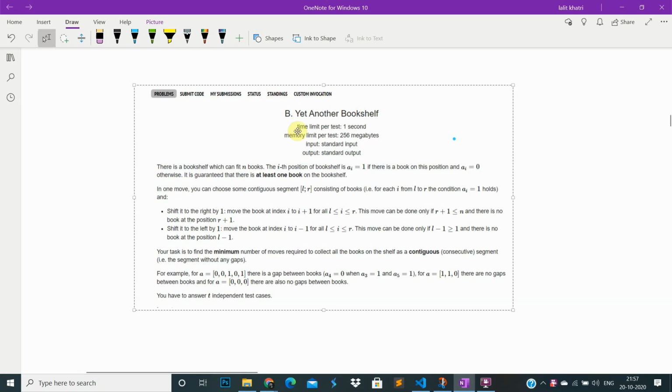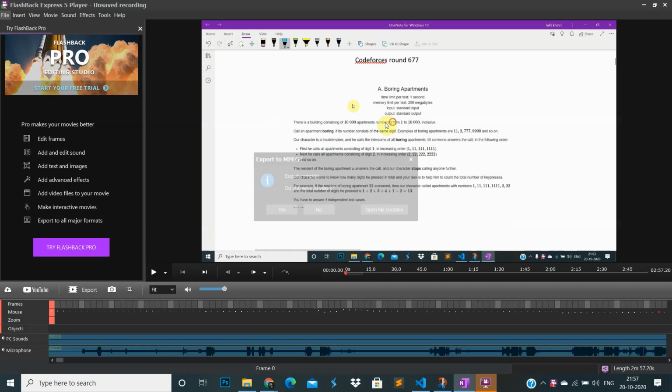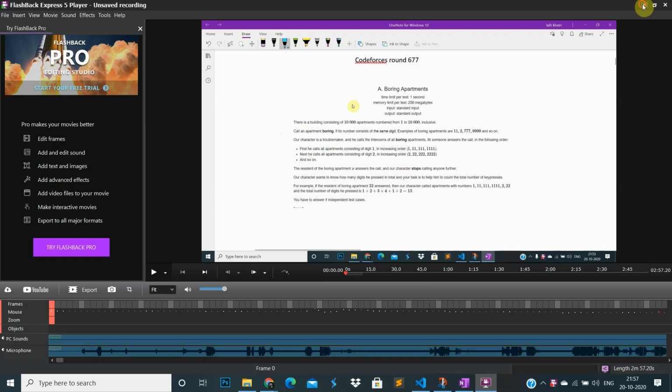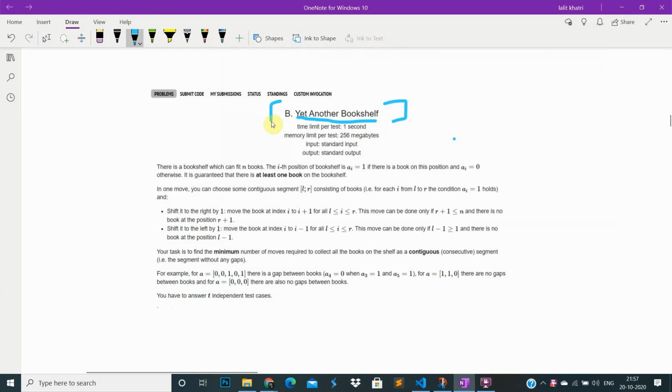This is the second problem of code for exam 667 due 3. The problem is "Yet Another Bookshelf". This is the B problem.